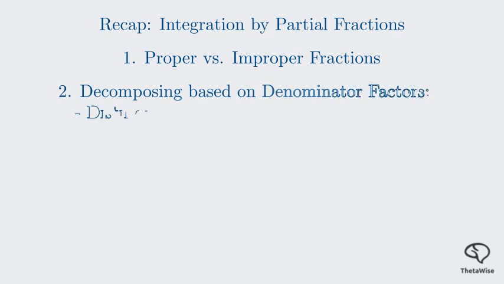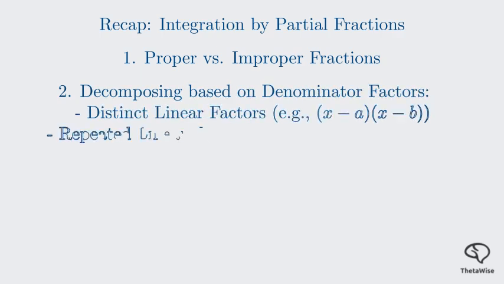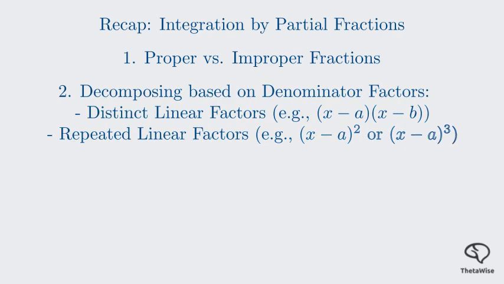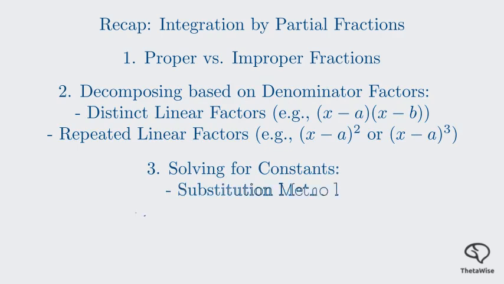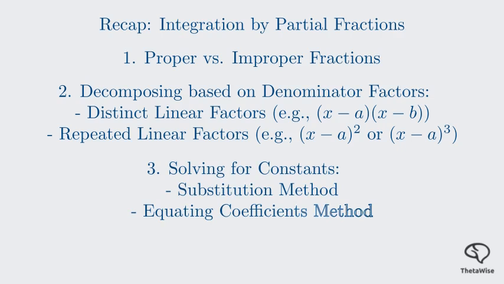Let's quickly recap what we've learned today. We learned a powerful technique to integrate complex fractions by first separating them into simpler partial fractions. We first learned about proper and improper fractions and how to deal with the latter using long division. Then we focused on splitting proper fractions into partial fractions based on whether the denominator has distinct or repeated linear factors. We covered the two main methods for finding the unknown constants a, b, and c. The substitution method, which is quick but not always sufficient, and the method of equating coefficients, which is more robust.